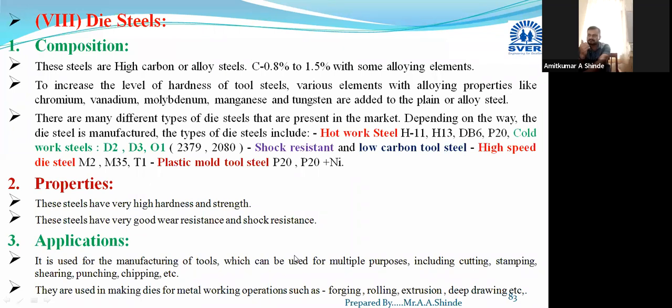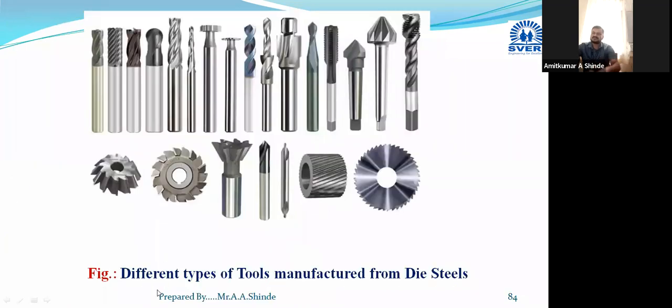I have collected some pictures so that you can understand. These are different types of tools manufactured from die steels. Some cutters are there, you can see different kinds of cutters. Some tools we can use for drilling or for removing metal, different types of drills, some reamers, some broaches, or different cutting tools. All these are different tools manufactured with the help of these die steels. Please see the picture.